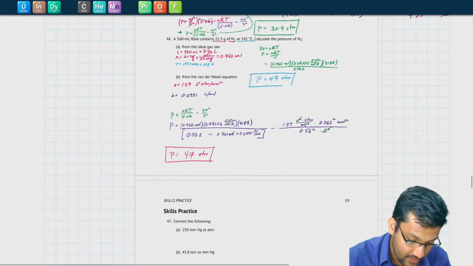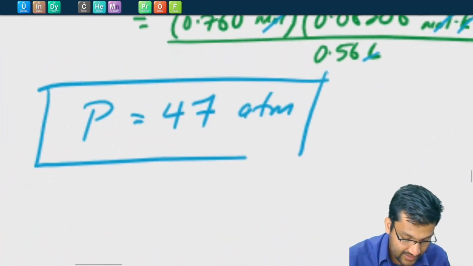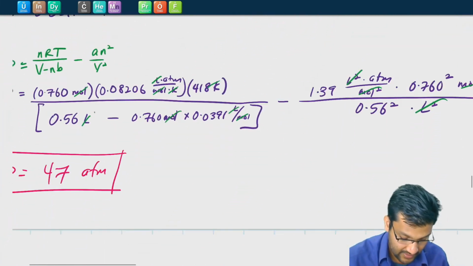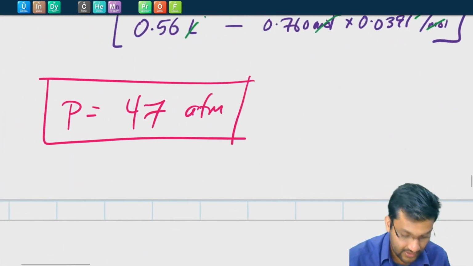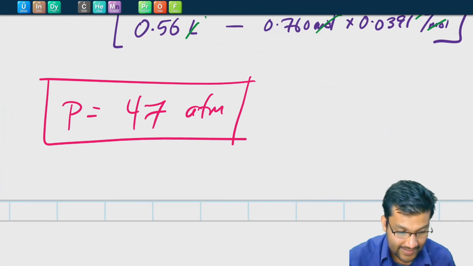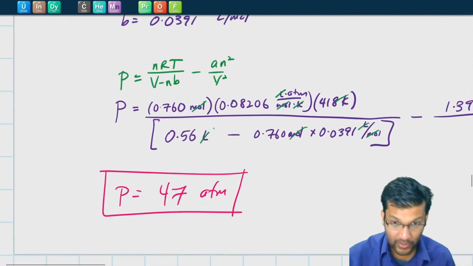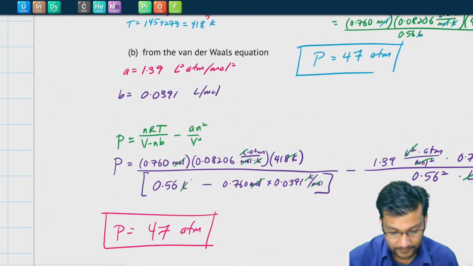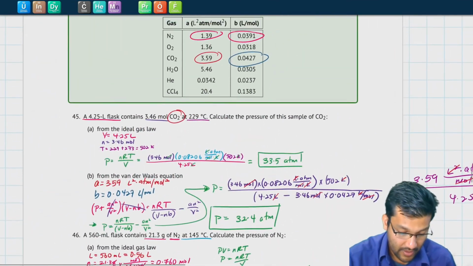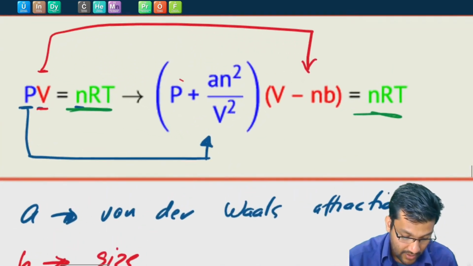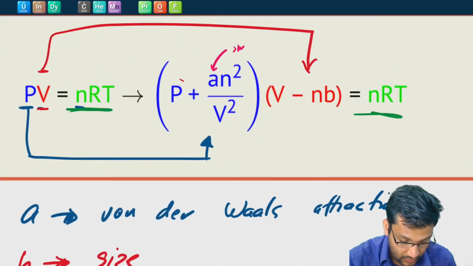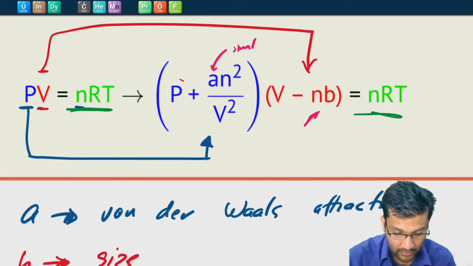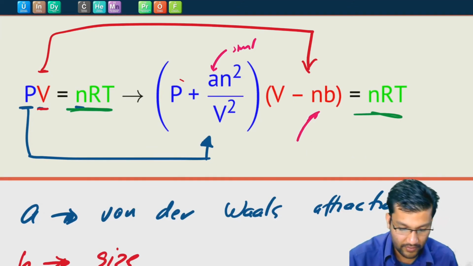After all that hard work, it looks like the pressure with the ideal gas law is 47 atmospheres to 2 sig figs. The pressure with the van der Waals equation is also 47 to 2 sig figs. This is one of those situations where the real gas, because of the amount of gas that we have or the volume, behaves exactly like an ideal gas. So when does that happen? Well, let's go back to our equation. If A is small, or B is small or 0, then this equation is the same as the ideal gas equation. But let's ignore A and B.